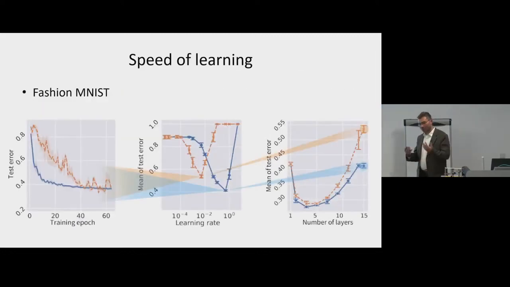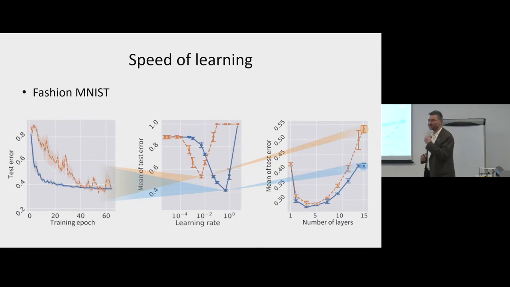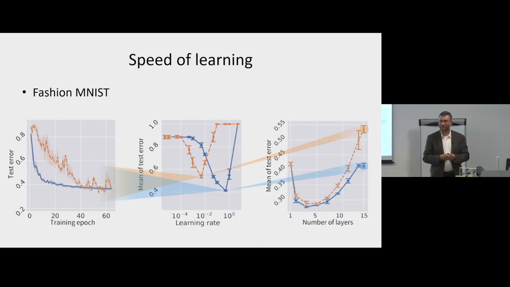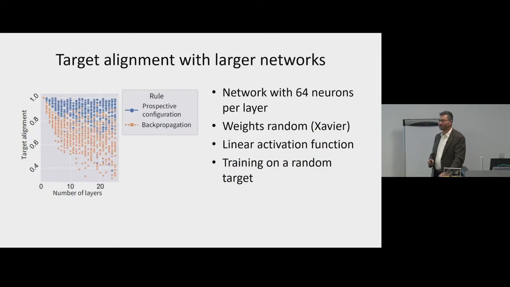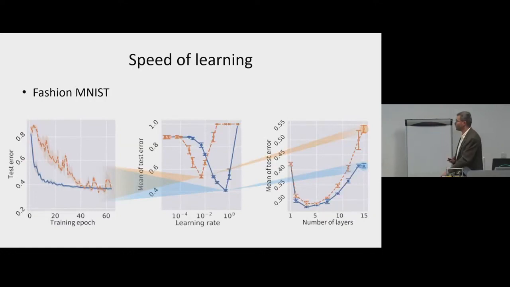Okay, so then we thought, nice. This should translate to some benefits for learning. In particular, if you are moving more directly towards the target, then your learning should be faster. And since this difference is bigger for more layers, the learning in predictive coding should be faster when you have deeper networks. And this is, again, what we observed.